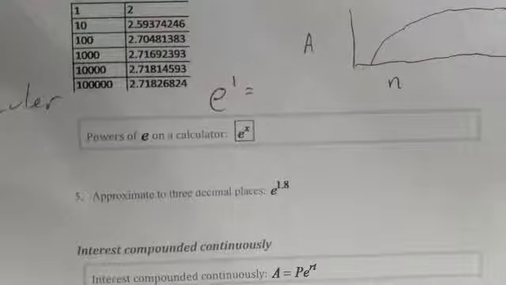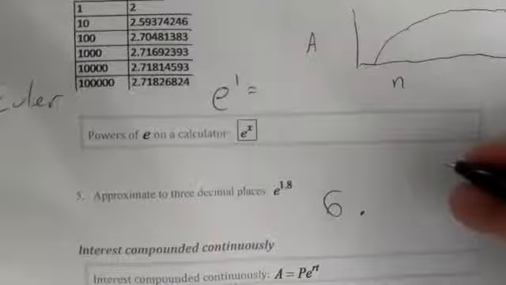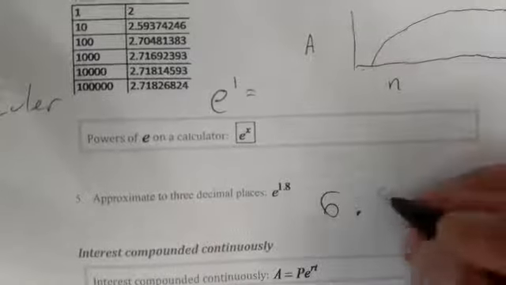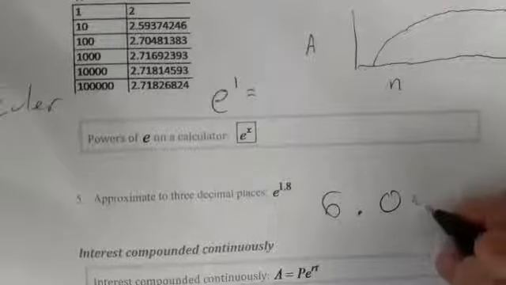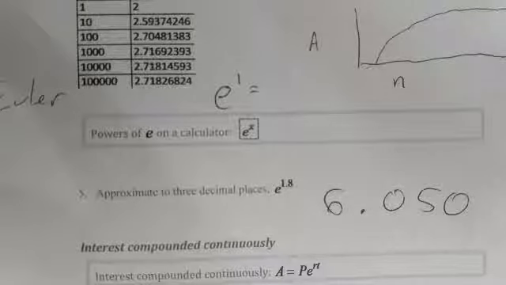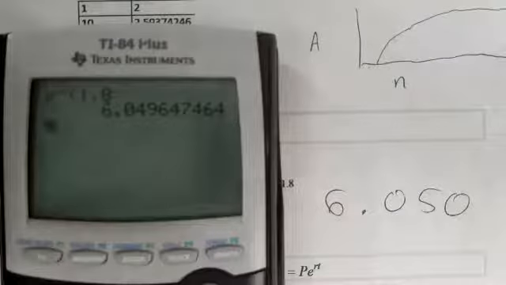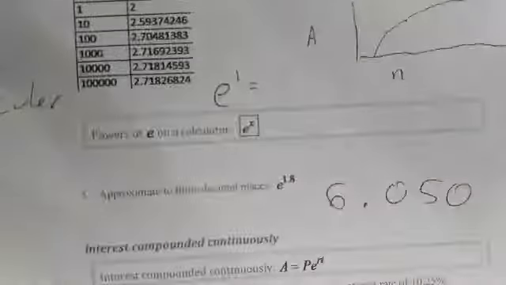Oh man, I typed this in my calculator and I didn't even grab it. So e to the 1.8. Let's do this again. 6.9. We round it up. So we're rounding up a 49 to a 50. There's my 3 decimal places.